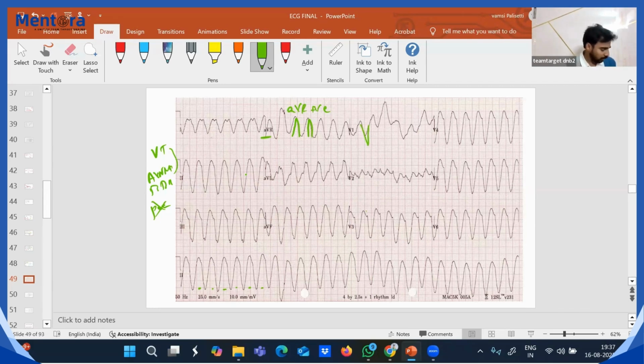Okay. VT. Positive concordance. Not negative concordance. It's again negative deflection. Again negative deflection, again negative deflection. From V1 to V6 everything is the same. Everything is negative concordance.